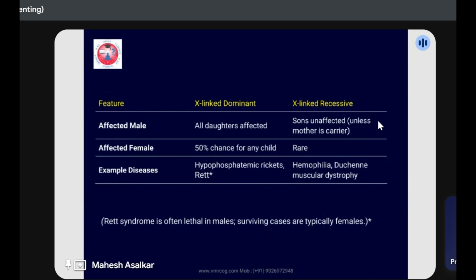Examples of X-linked dominant are hypophosphatemic rickets and Rett syndrome, and X-linked recessive are hemophilia, Duchenne's muscular dystrophy, etc. Rett syndrome is often lethal in males, and surviving cases are typically females.